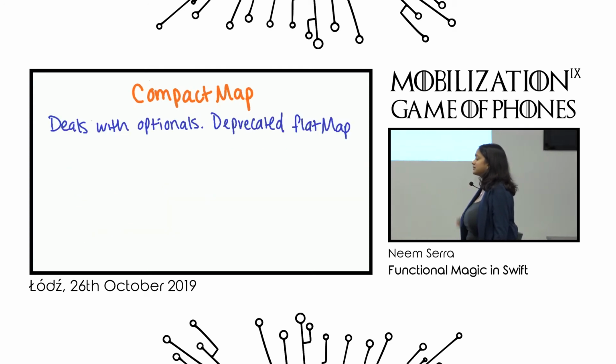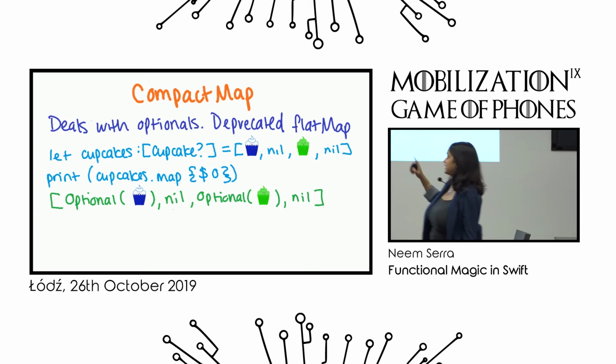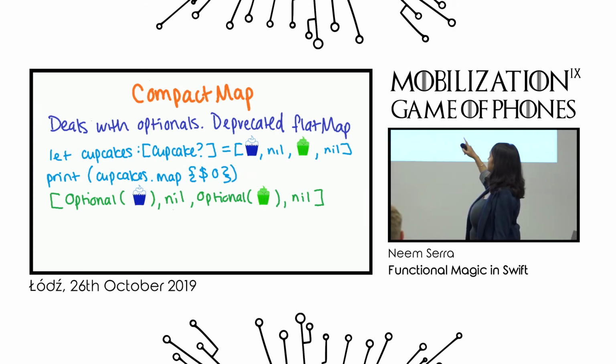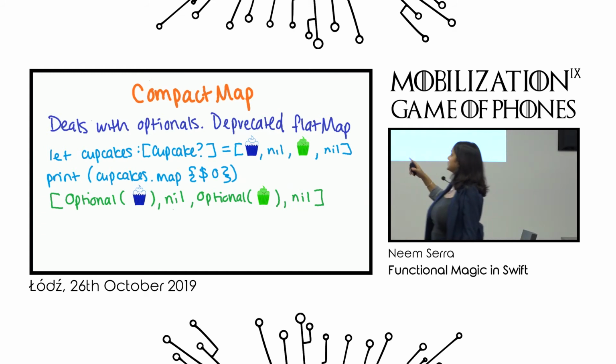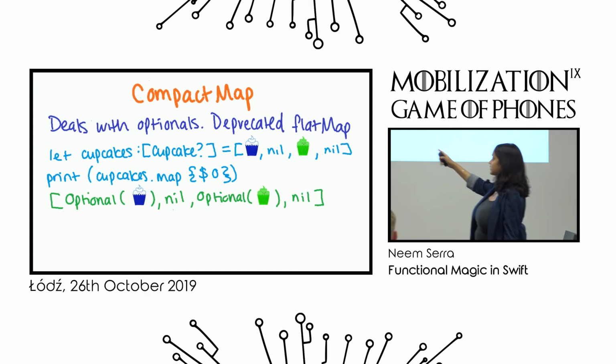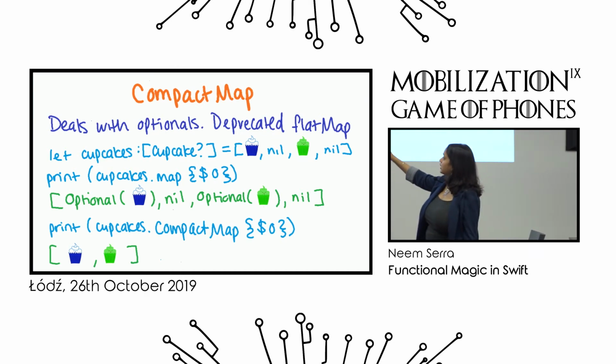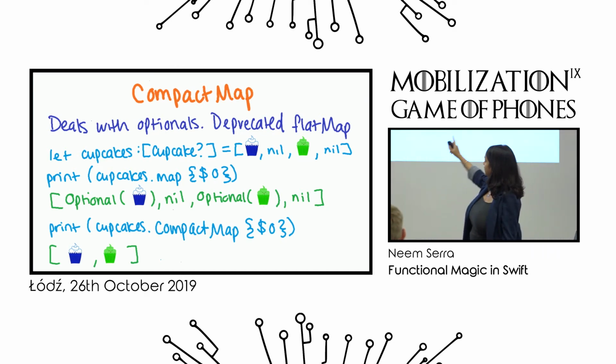So like I said, compact map deals with optionals and it removes nil values. If I had an array of optional cupcakes, so you see a cupcake, a nil, a cupcake, and another nil, and I mapped over that, you would see an optional cupcake, a nil, an optional cupcake, a nil. But if I compact mapped over it, I would remove all of the optionals around the cupcakes. So I would be unwrapping the cupcakes, and I would be removing the nils.